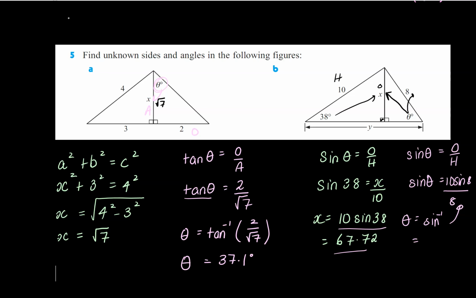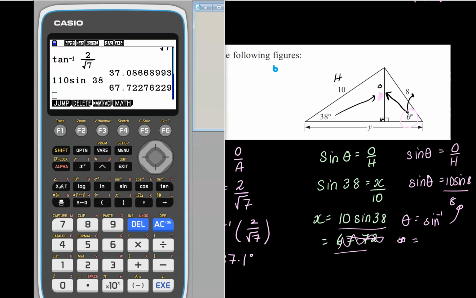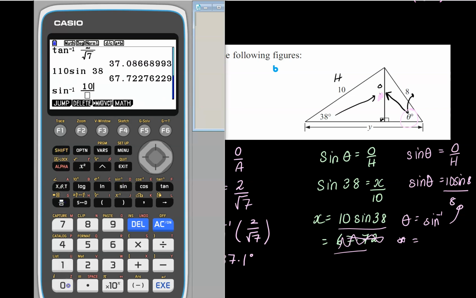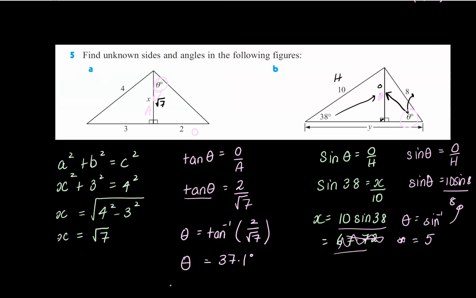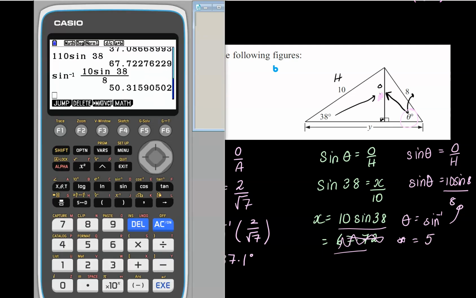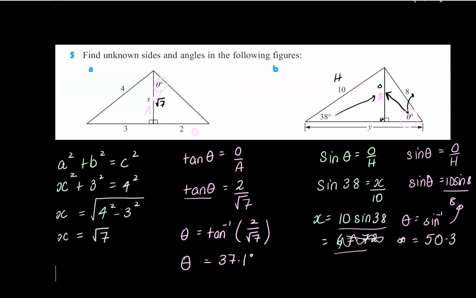In fact, if I had just had all of this information and hadn't asked you to find x, I just asked you to find theta, I wouldn't have even written that answer in there. And I wouldn't have had to use my calculator at all until this point here. That's what we want to try and head towards. So shift, sine, fraction button, we've got 10 sine 38 all over 8, equals. So we get 50.3. Done.